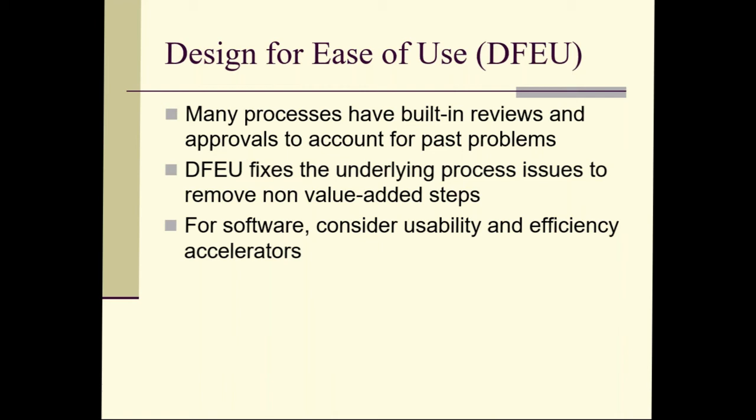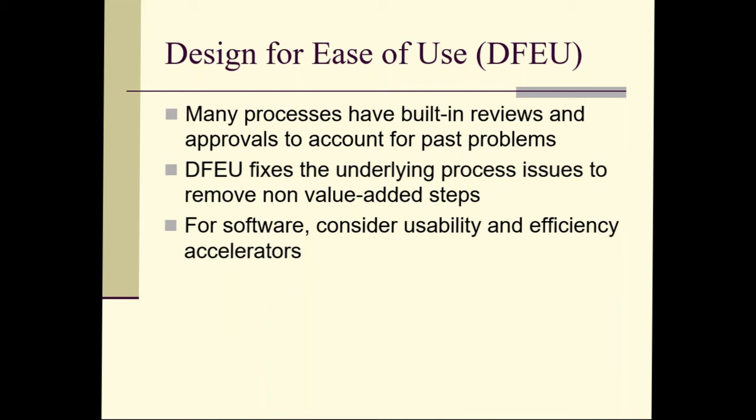So many processes have too many built-in reviews and approvals because something went wrong once in the past. We've added a new step to our process. It makes sense to prevent that problem from ever happening again. But now you've burdened all future activities going through that process to have to do that extra step. You've slowed it down. One has to take a look at what's realistic, what's reasonable, what's usable, and maybe the process is getting too complex to be usable again.